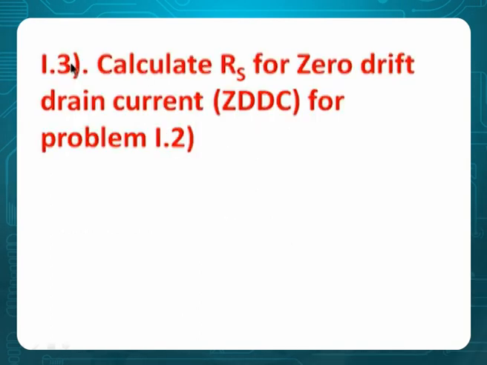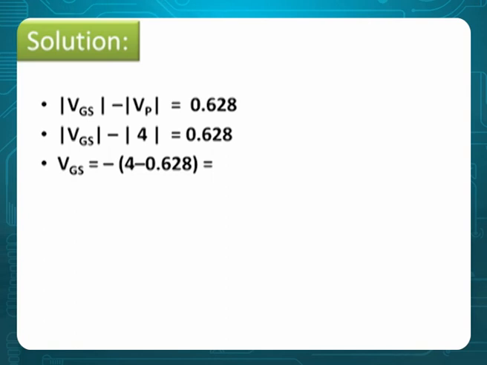Third problem. Calculate RS for zero drift drain current for problem 2. Suppose zero drift drain current is used, how can the RS value be achieved here? What is the condition for zero drift drain current? I already told you VGS minus VP is 0.628. Therefore, VGS comes in a negative way, and take that value. Once you calculate this value and ID, you can solve for RS.